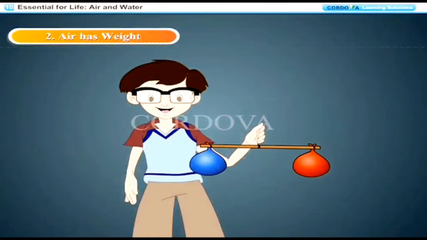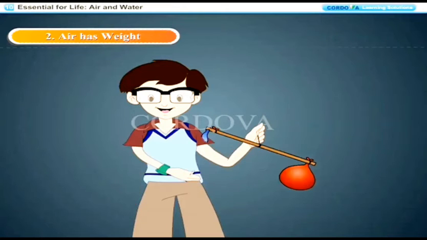Air has weight. Inflate two balloons of the same size. Tie a piece of string in the middle of a stick. Tie both the balloons to the ends of the stick. Balance the stick by shifting the position of the balloons. When the stick is balanced, the weight on both the ends of the stick is equal.